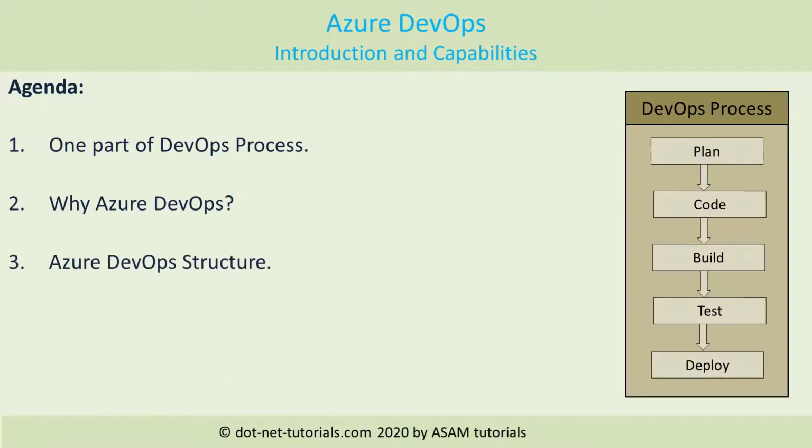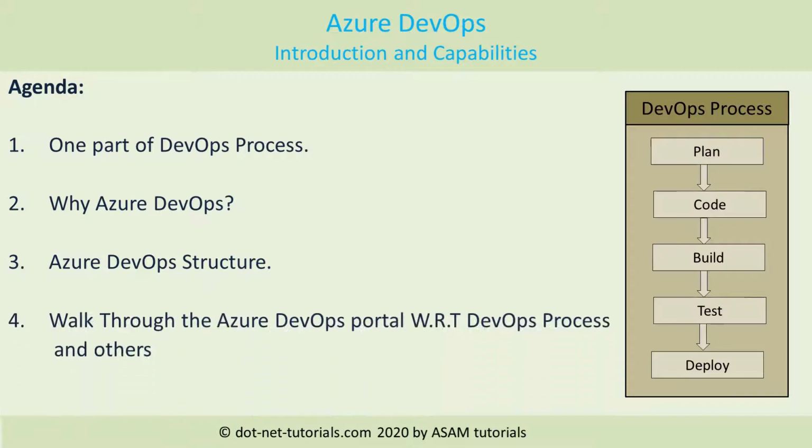The third agenda is the Azure DevOps structure, how it has been structured. I have the next PPT where I will explain how Azure DevOps is structured. The fourth agenda is I will walk you through the Azure DevOps portal with respect to the DevOps process and other things. There are other capabilities also in Azure DevOps where you can pull reports and more. I will walk you through.